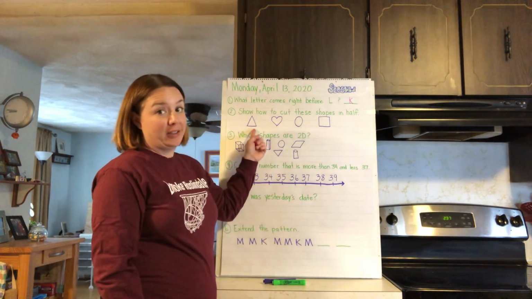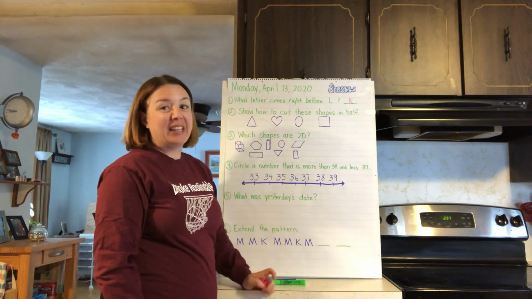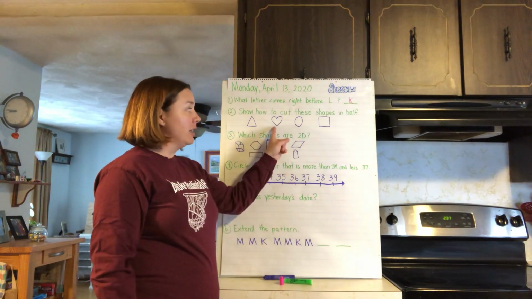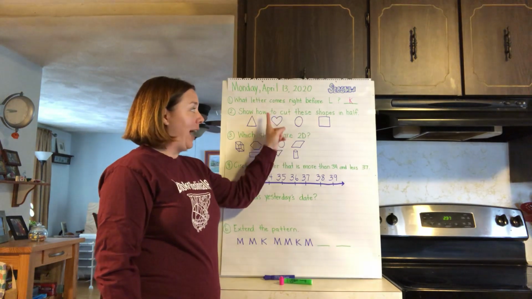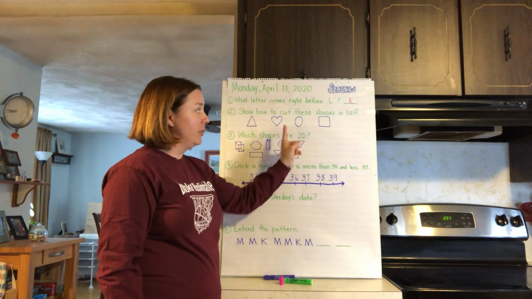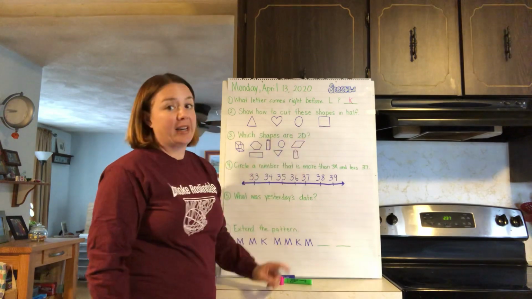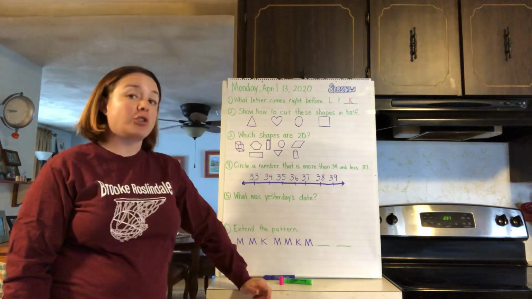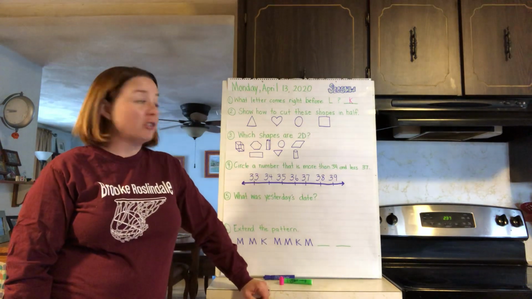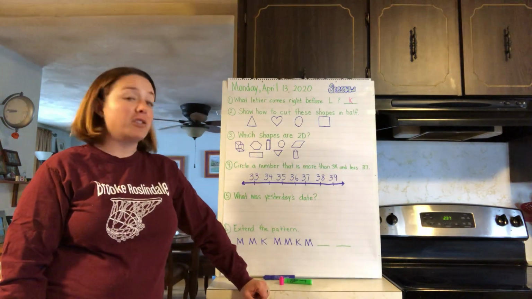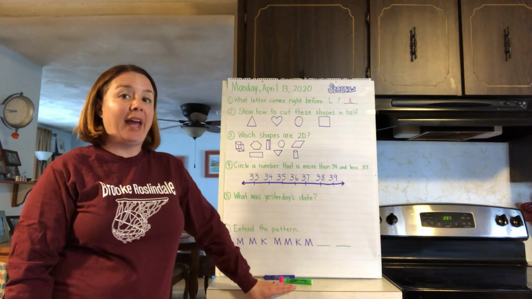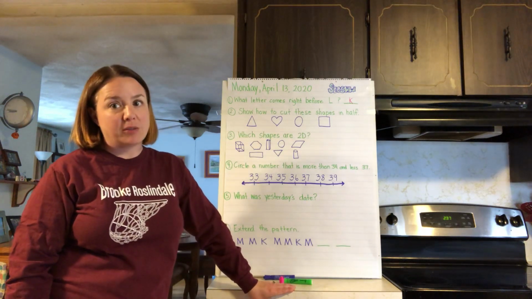Number 2, show how to cut these shapes in half. So draw a triangle on your paper, and then make a line to show me where half a triangle is. Then draw a heart, and do half, then do a circle, and do half, and do a square, and do half. Draw those shapes, and then show me how to cut them in half with your pencil. Don't get scissors, please.